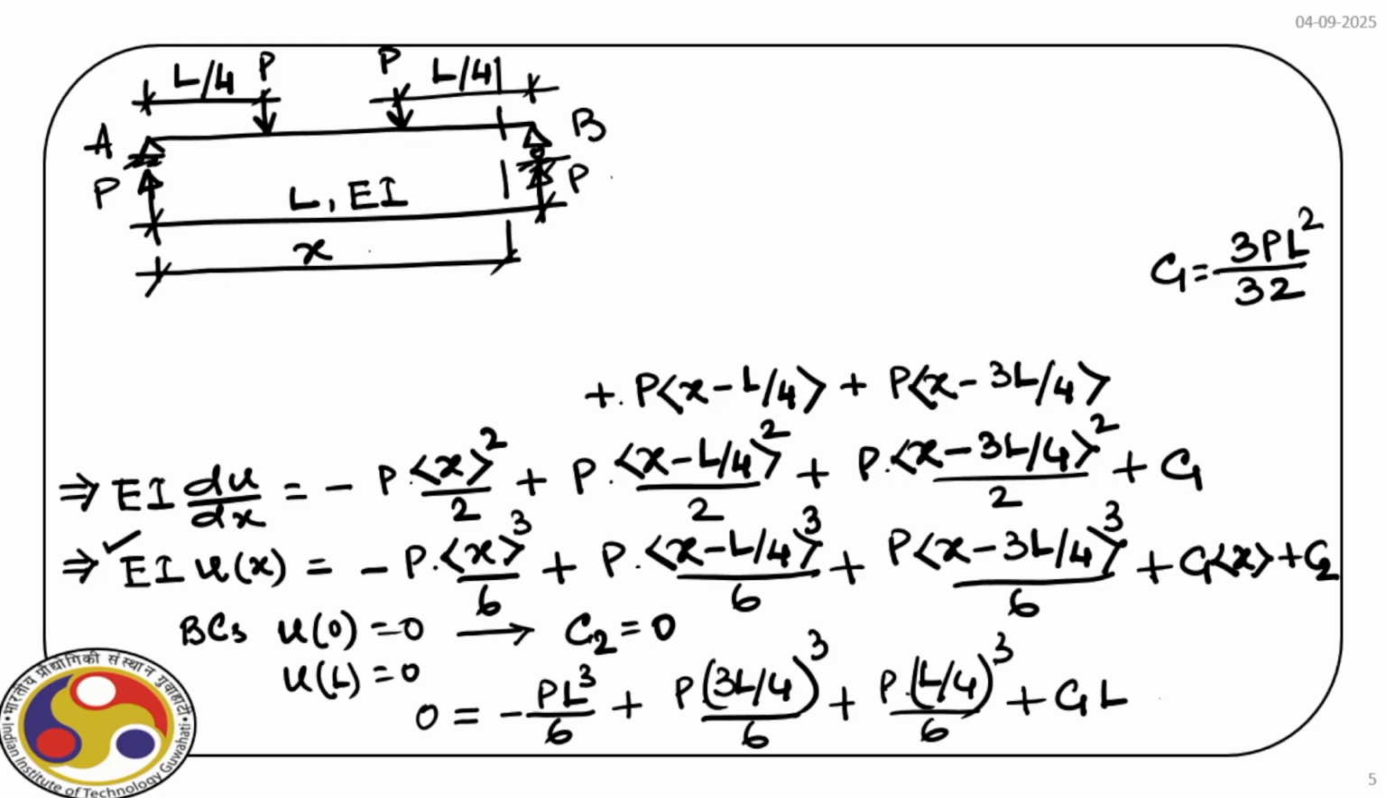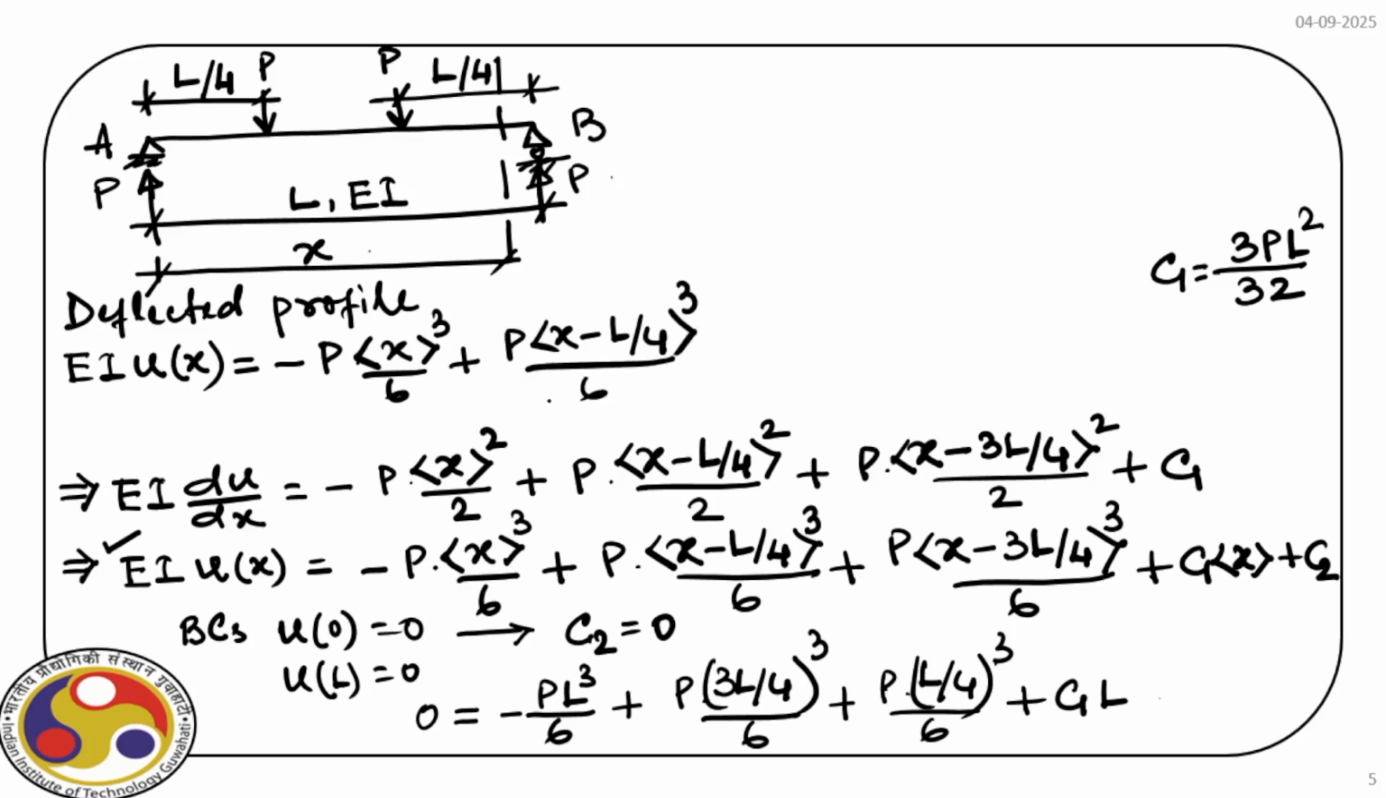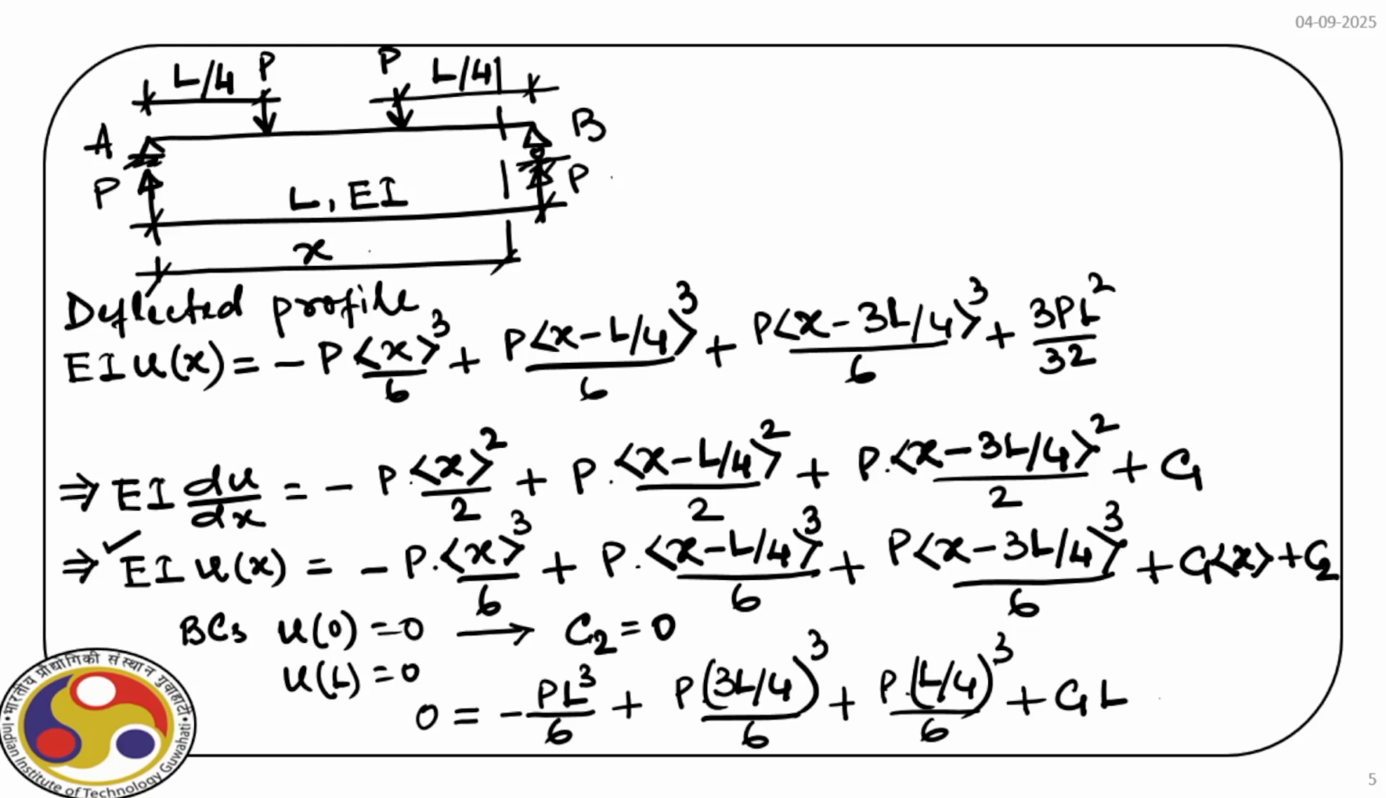Now the deflected profile is EI u of x, which is equal to minus P x cube divided by 6 plus P times (x minus L by 4) whole cube divided by 6 plus P times (x minus 3L by 4) whole cube divided by 6 plus C1, that is 3PL square divided by 32 times x.